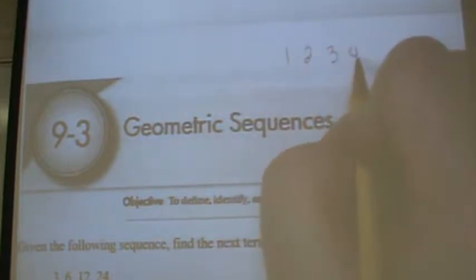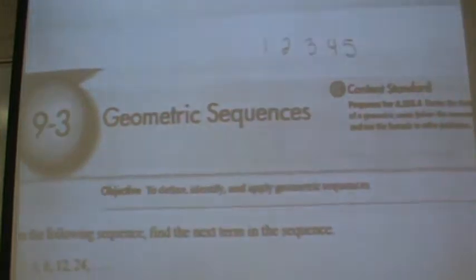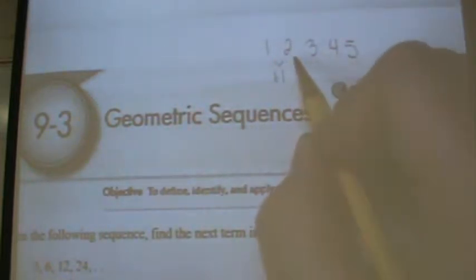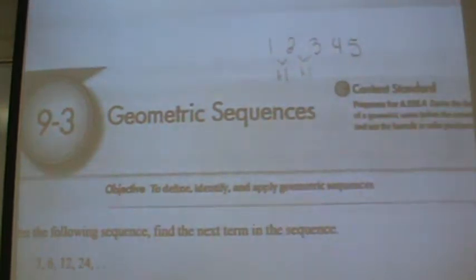So okay, I'll give you an example. If we had 1, 2, 3, 4, 5, what's our common difference? 1. So how did we find that? We're adding 1 each time. Okay, so that was what we did yesterday and on Wednesday.